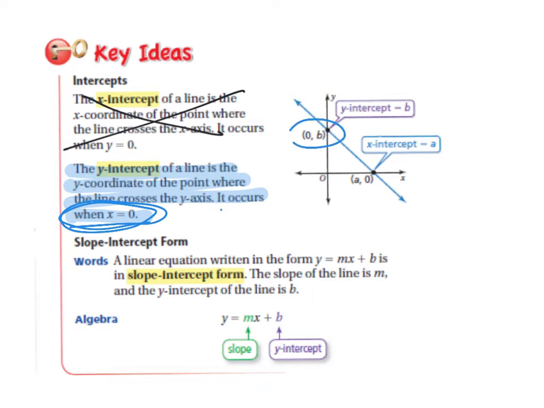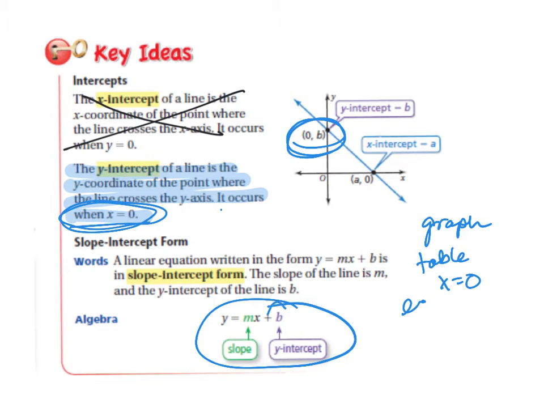So our y-intercept is right here. And again, we're going to find it on a graph, which should be fairly easy. It's where it crosses the y-axis. On a table, here's where that x equals 0 piece comes in. And in an equation, b is our y-intercept. So as we go through these, we're going to find both the slope and the y-intercept.